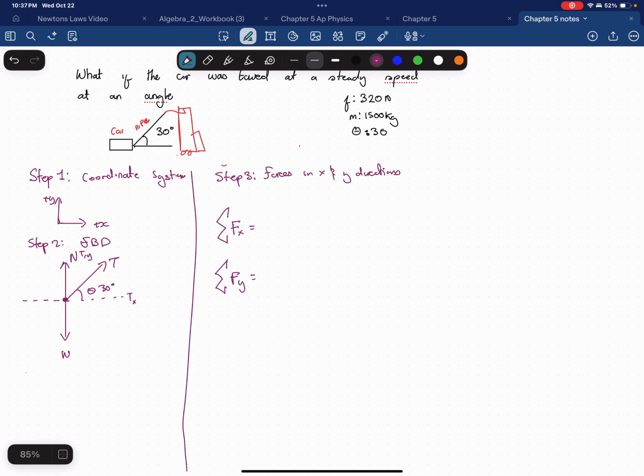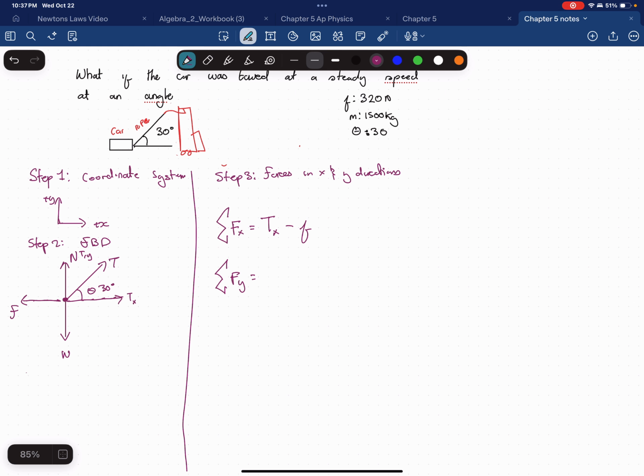So in the x direction, positively we have the... I almost forgot my other guy. We have friction. In the x direction we have the x component of tension in the positive direction. And then in the negative direction, we have friction, opposing tension, yeah.